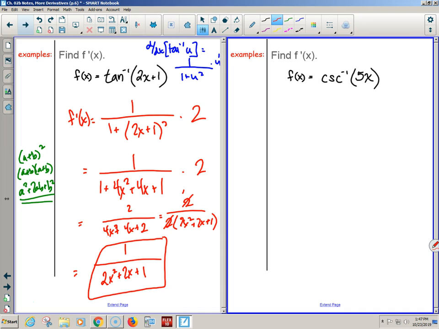Did you guys find this rule? You're plugging in. Are you getting a negative up top? Yeah, absolute value. And you're doing 5x times 5x is 25x squared.